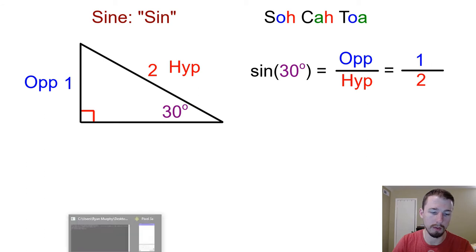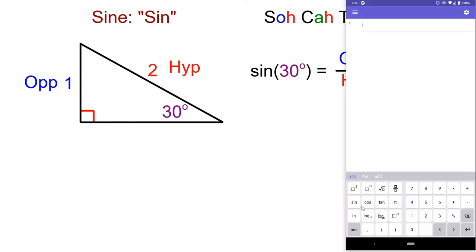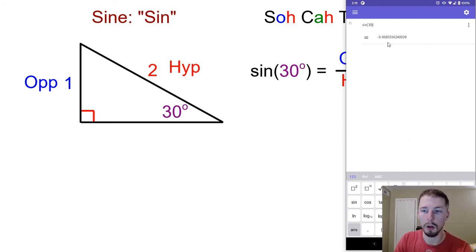So let me pull up my phone calculator again. If we put in the calculator sine of 30, okay, sine of 30 should be 1 over 2. Uh-oh, I'm not getting 0.5 like I should. That's because I'm actually in radians instead of in degrees. Yours should default to degrees, so you should actually get 1/2.